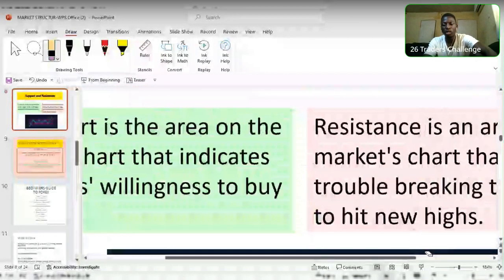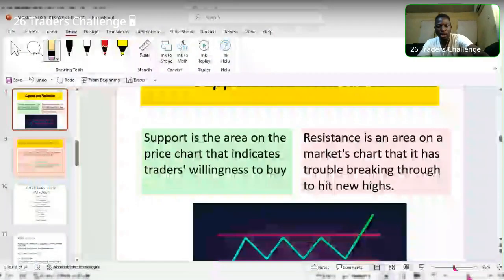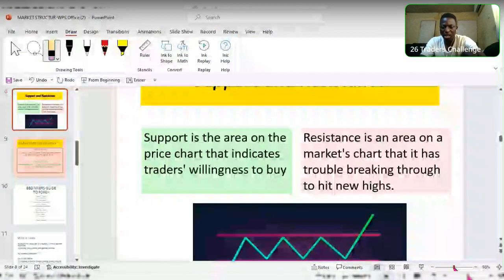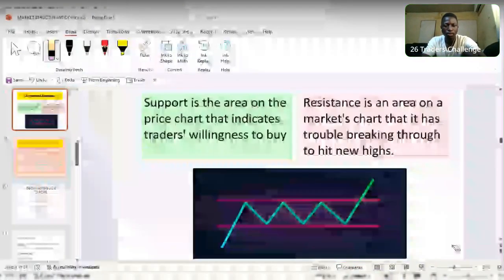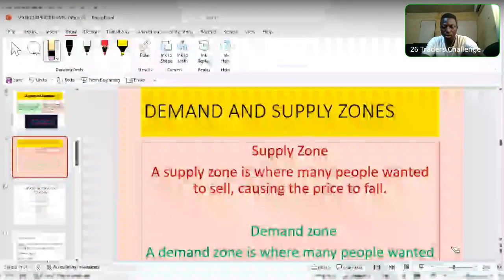So I said support zones are zones on the price chart that indicate traders' willingness to buy. Resistance is an area on market charts that has trouble breaking through to new highs. Are we clear on that? Are there questions? If there are no questions, we go to demand and supply zones.